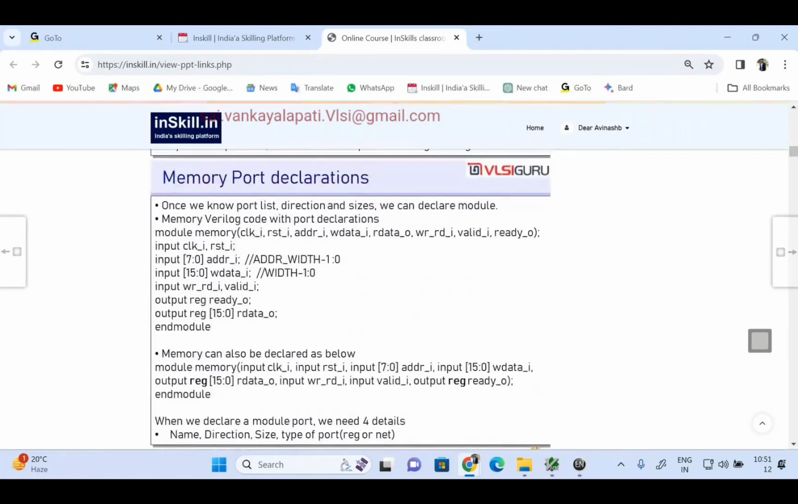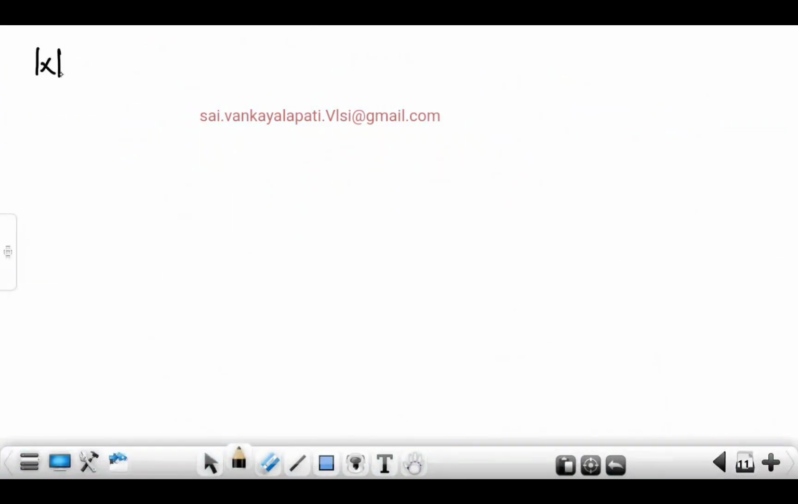Now let us start writing the program. Once we know the port list, the directions and the sizes, we can start declaring the module. For the module memory Verilog code, what are the port declarations? The module name I'm using is memory. Now you can write the input and output ports. Let us take the width as 16 bit and the depth as 32. Now you can model the memory. Can you write a module for this?